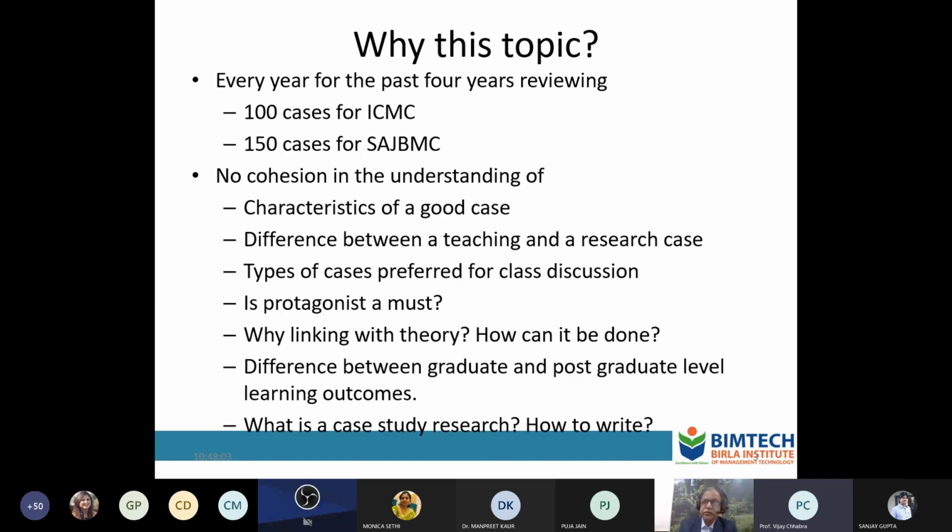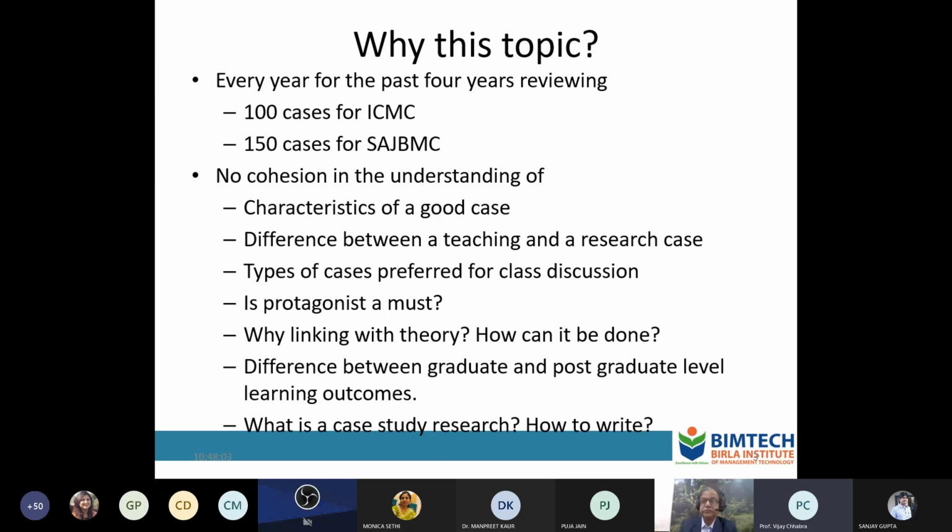It must have some learning outcome which is related to the course that you are teaching. And on top of it, it should allow students to discuss in smaller groups among themselves, so that they learn how to solve a problem and how to decide. So this is the major role of a case in a class.